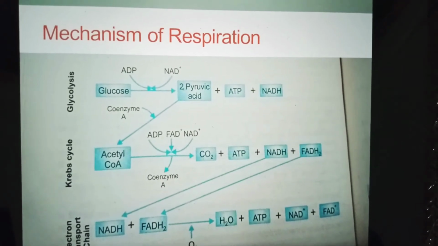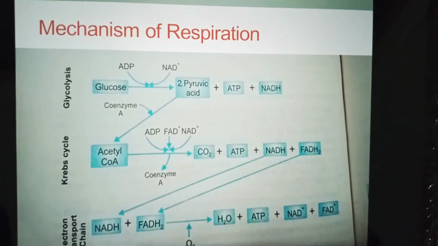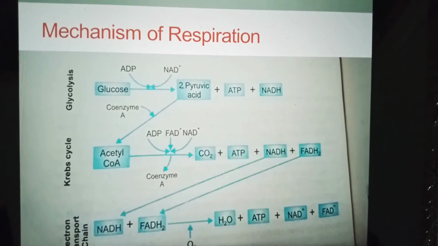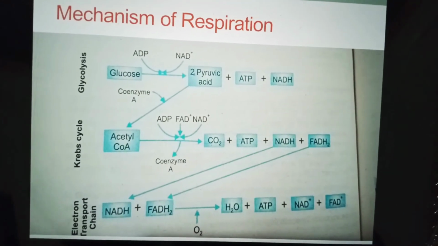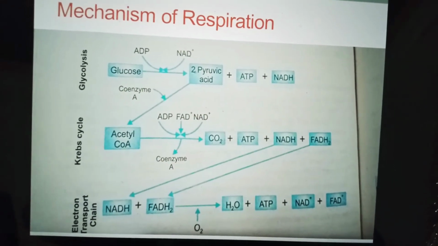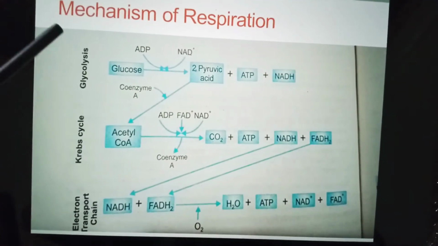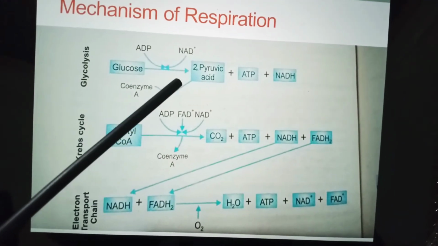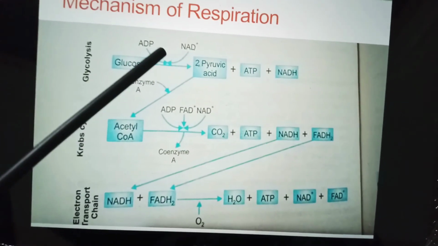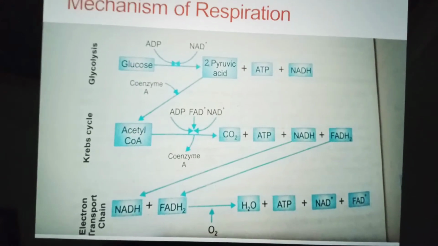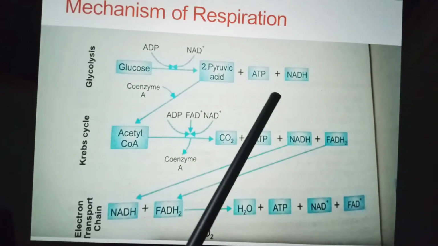Glycolysis occurs in the cytoplasm and oxygen is not involved in this stage. That is why it occurs in both types of respiration, aerobic respiration and anaerobic respiration. In glycolysis, a glucose 6C molecule is broken down into two molecules of pyruvic acid that are 3C, and in this step ATP and NADH are released.